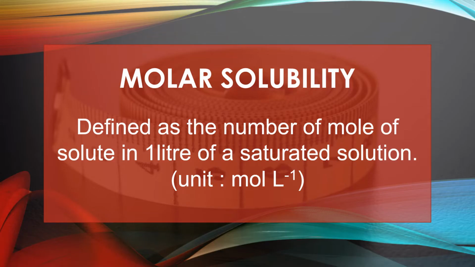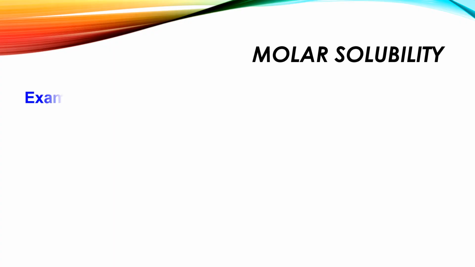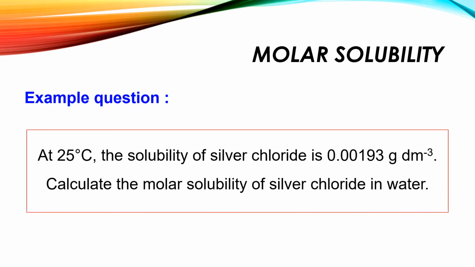What is molar solubility? Molar solubility can be defined as the number of moles of solute in 1 liter of a saturated solution. Let's consider an example to determine the molar solubility of a soluble salt. The question is, at 25 degrees Celsius, the solubility of silver chloride is 0.00193 gram per dm cube. Calculate the molar solubility of silver chloride in water.